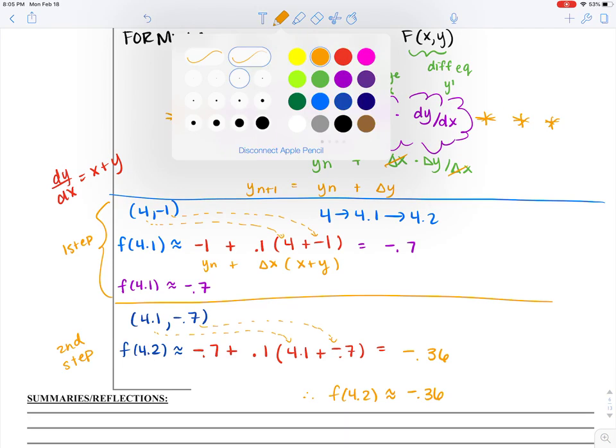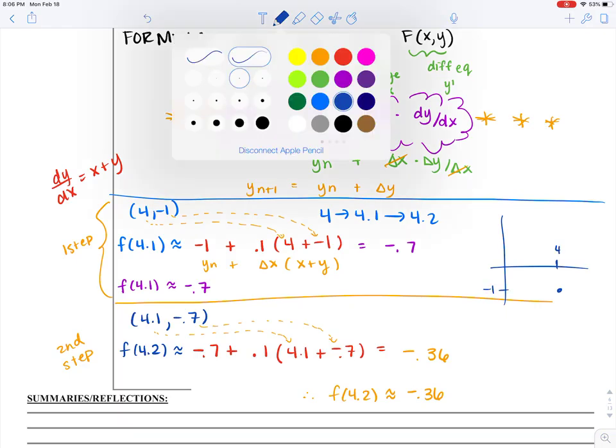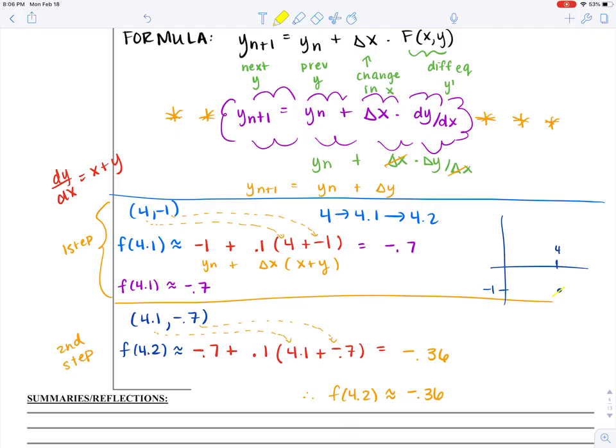And what we've effectively done is we started at this point for -1, and we made a tiny tangent line and projected forward. And then we made another tangent line, and then we made another tangent line, and we got an approximation for where this function value could be close to. And the reason we need that is because this is a non-solvable differential equation.